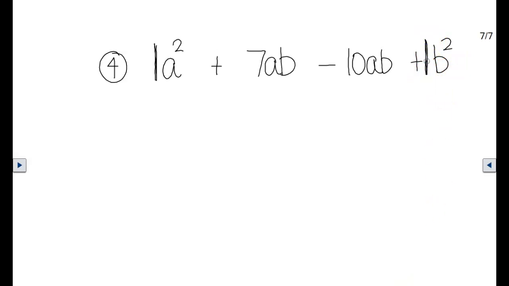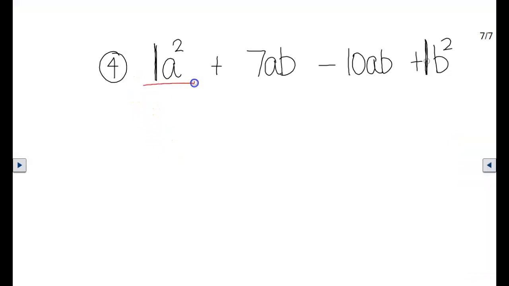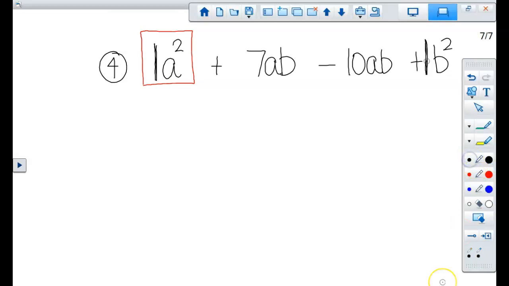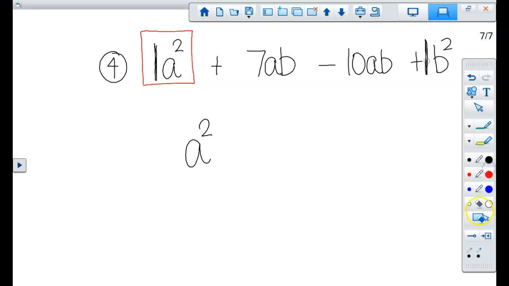So this problem has a total of 4 terms. Now, start out at the very beginning. We have 1a squared as our first term. His last name is a squared. Do any of the other terms up here have that same last name of a squared? And the answer is no. So we are just going to bring down that 1a squared and put him in our answer. He is not going to combine with anybody.